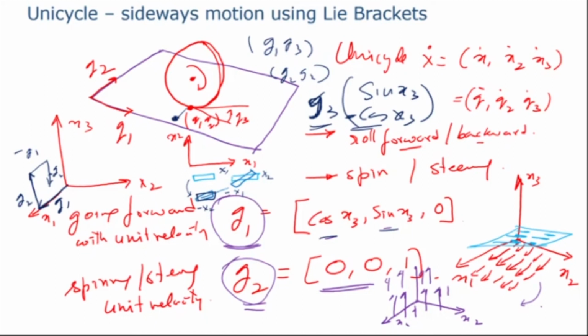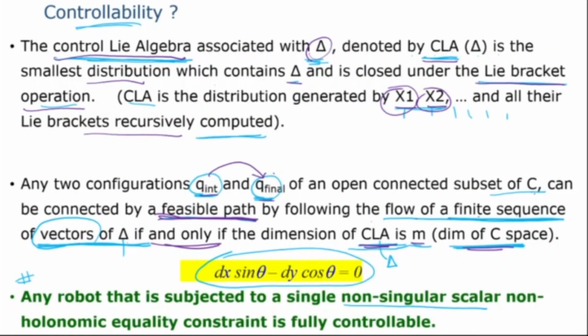So let's go back to that definition that we talked about. The theorem is very important there. It says that any two configurations in Q, initial to Q final, of an open connected subset of C can be connected by a feasible path by following the flow of a finite sequence of vector fields, using the control Lie algebra. And the system is controllable if and only if the dimension of the control Lie algebra is m, which is the dimension of the C space. This is what it is saying in terms of controllability.